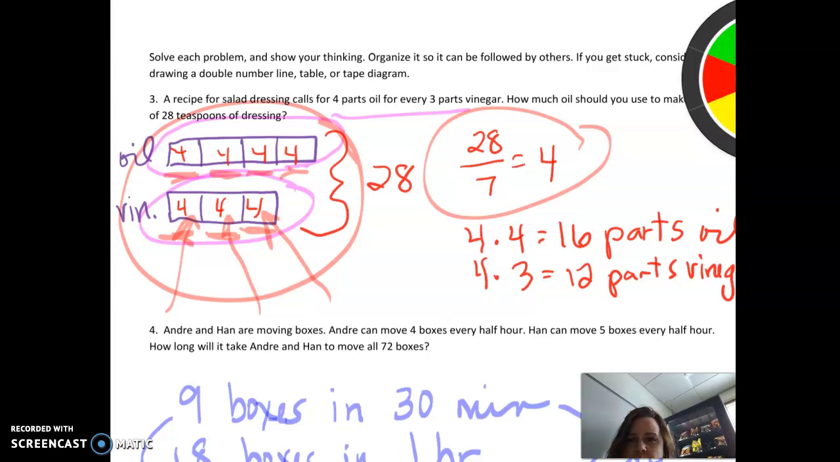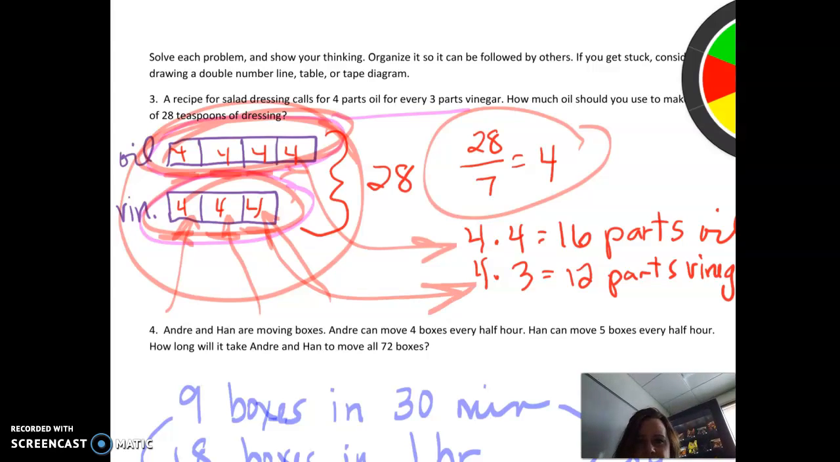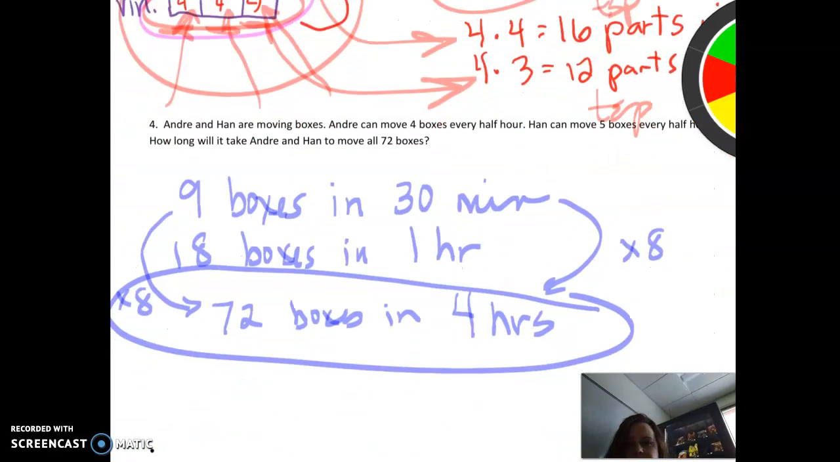And so to figure out how much oil I need, I'm going to do 4 times 4, and I get 16. And to figure out how much vinegar I need, I'm going to do 4 times 3 to get 12. And these, I believe, are teaspoons. Yep, so I need 28 teaspoons, so I would say 16 parts oil or 16 teaspoons of oil, and 12 parts vinegar or 12 teaspoons of vinegar.